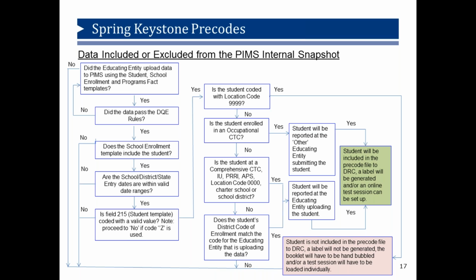Is field 215 in the student template coded with a valid value? Note, proceed to no if code Z is used. If no, then the student is not included in the precode file that will be sent to DRC, which means the student will not receive a precode label, the booklet will have to be hand bubbled, and online test setup sessions will have to be loaded one student at a time.